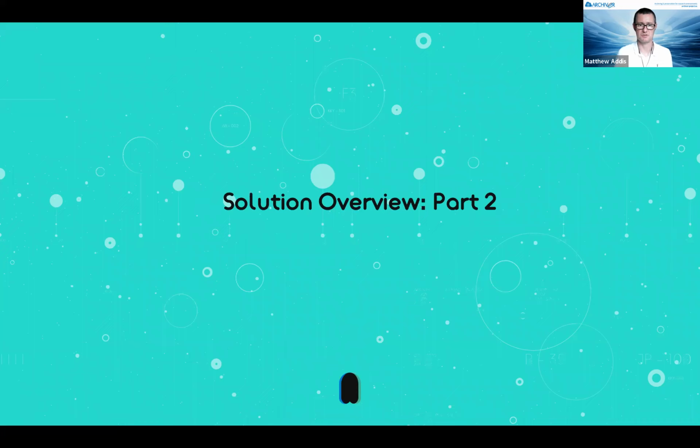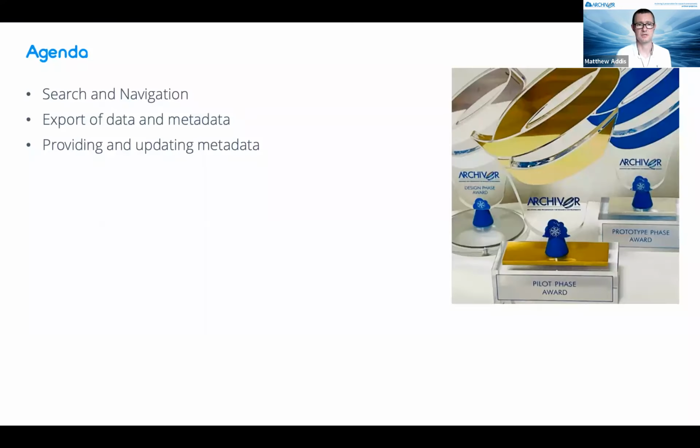So solution overview, part 2. In this part, over the next 30 minutes or so, I'm going to show how it's possible to search and navigate content in the ARKIVUM solution, how it's possible to export both data and metadata if needed, and how it's possible for users to provide and update metadata that describes their content.